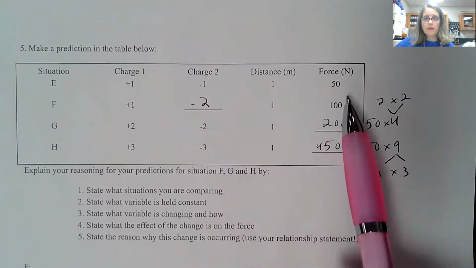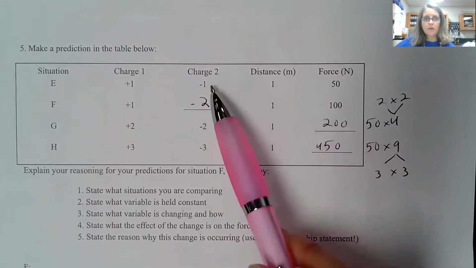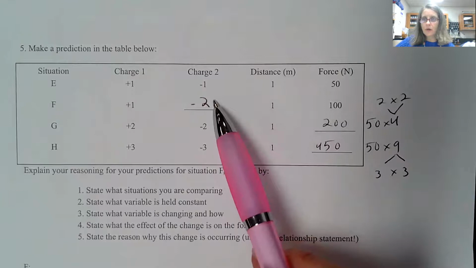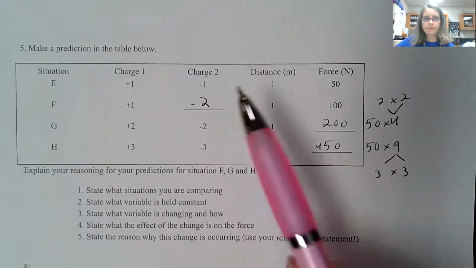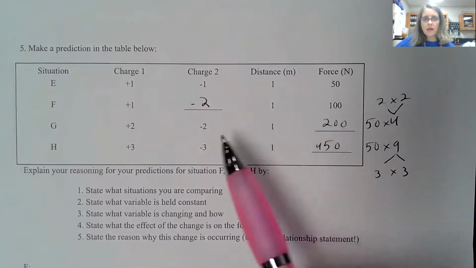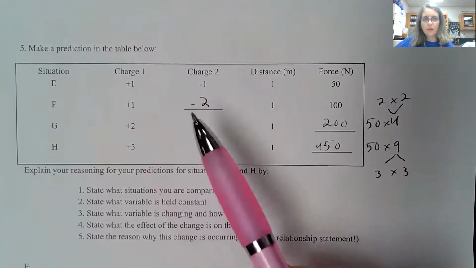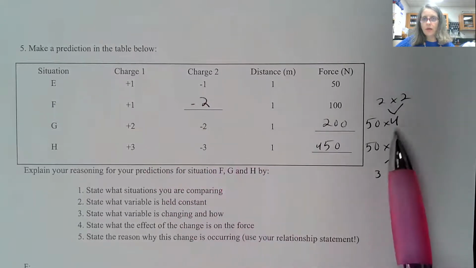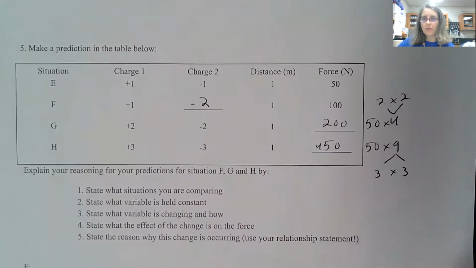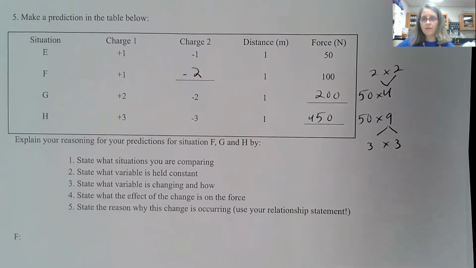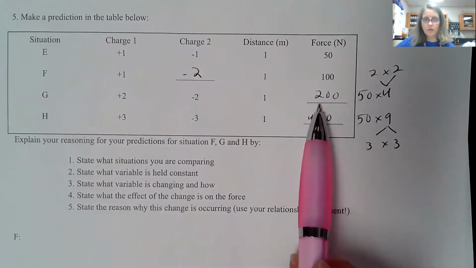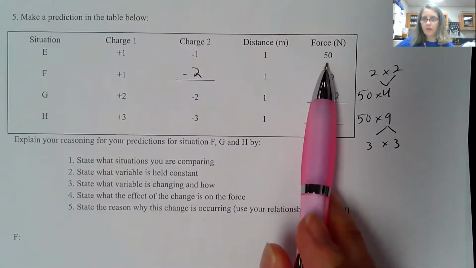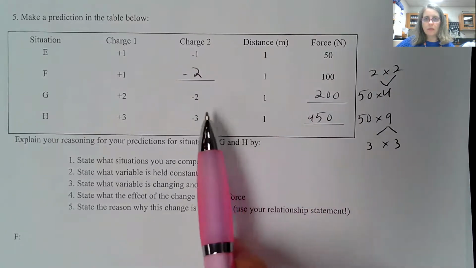So here we see the force went up by a factor of 2. So obviously my charge must go up by the same proportion. Then for G, I am doubling charge 1 and I'm doubling charge 2. So that's going up by a factor of 4. So 2 times 2. So that's going to be 50 times 4. So that gives me 200. And you always want to go with the first situation. That's going to be the number that you use.